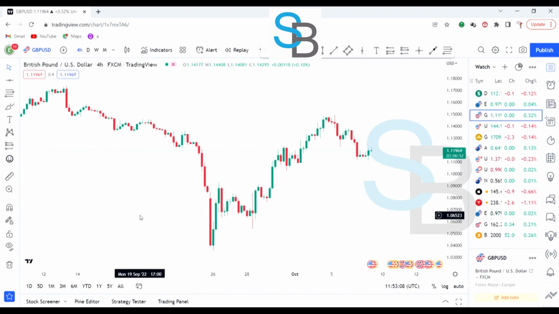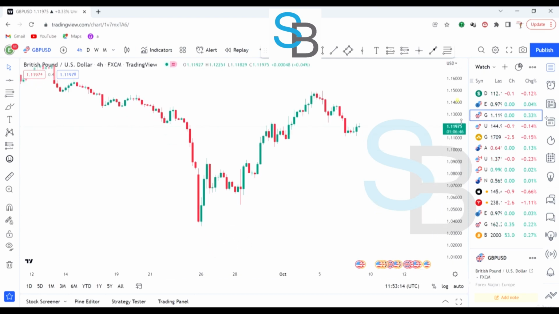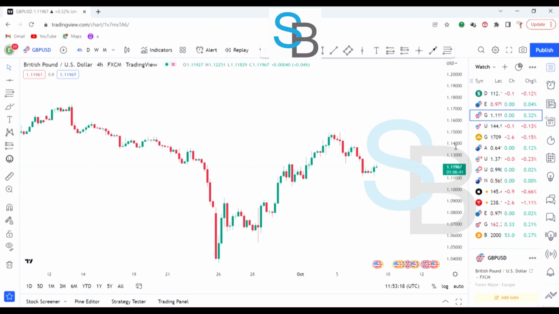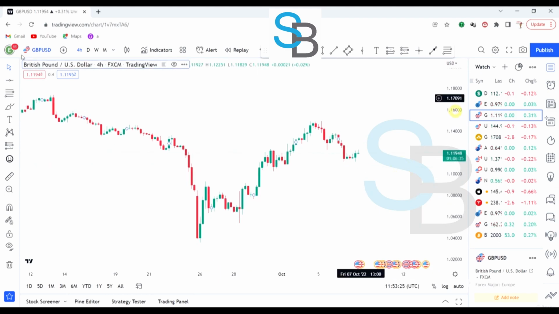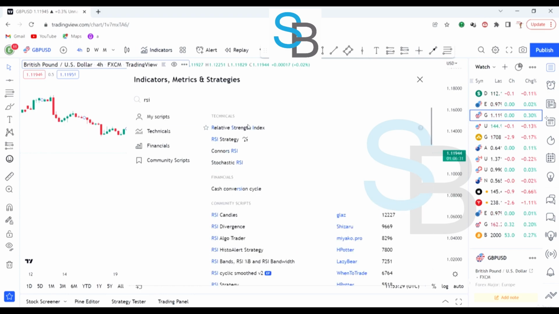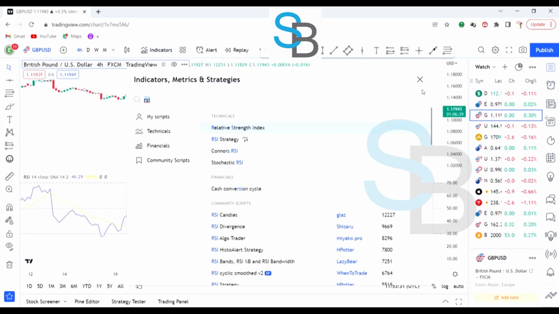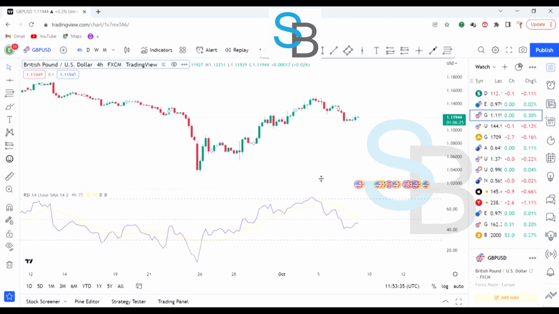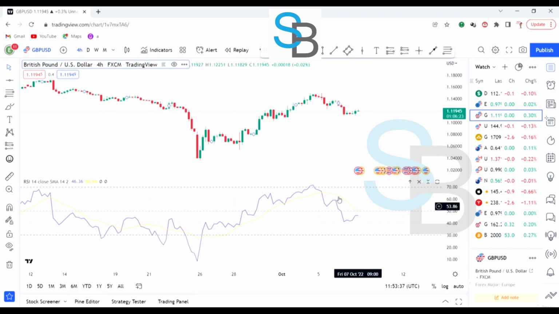In this lecture, we're going to be looking at the RSI, the Relative Strength Index. Now, this is another very popular indicator. The RSI is a momentum indicator, and let me just load the RSI here. So when you load the RSI on TradingView, you see, now this is the RSI.